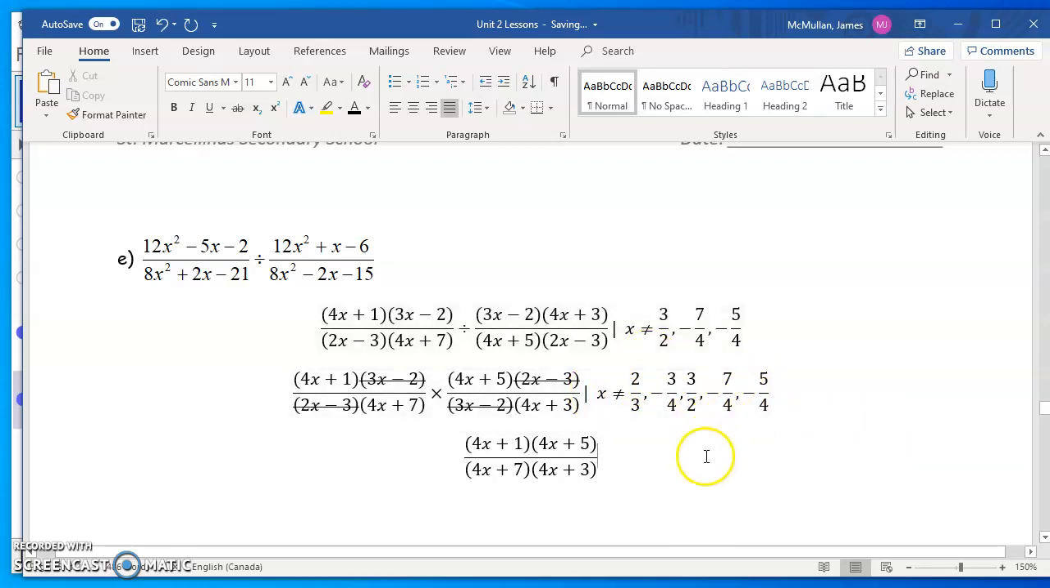Let's pause this segment, and then in the last segment I'll cover that word problem.